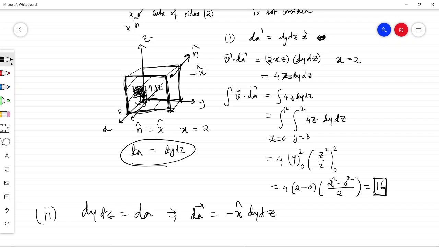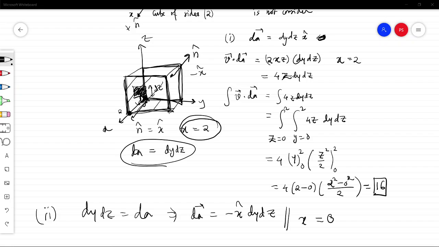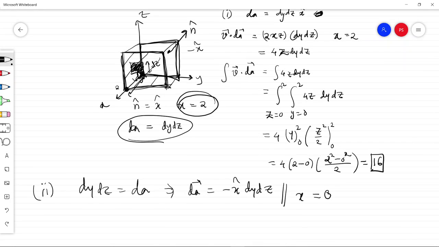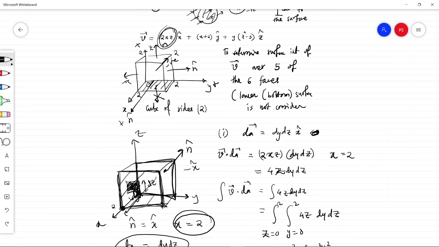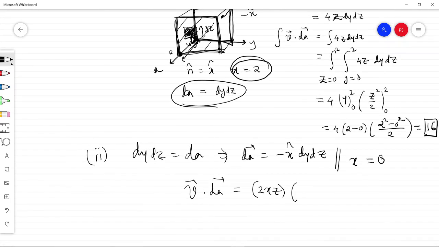But another change in this case is the value of x, which was equal to 2 for the previous surface. Now this plane lies at x equal to 0. So here we should have x equal to 0. This makes v bar dot dA bar equal to 2xz, the x component of v bar, as we can recall, into minus x cap dy dz.